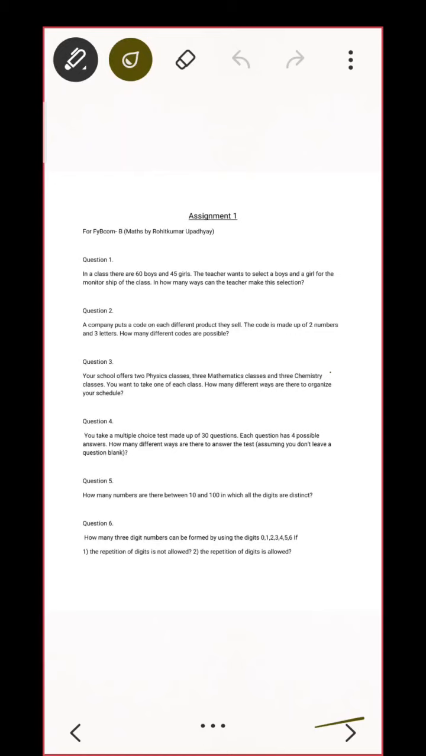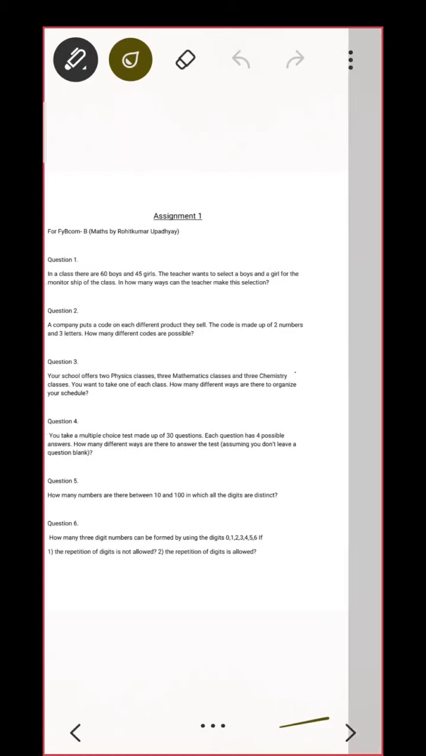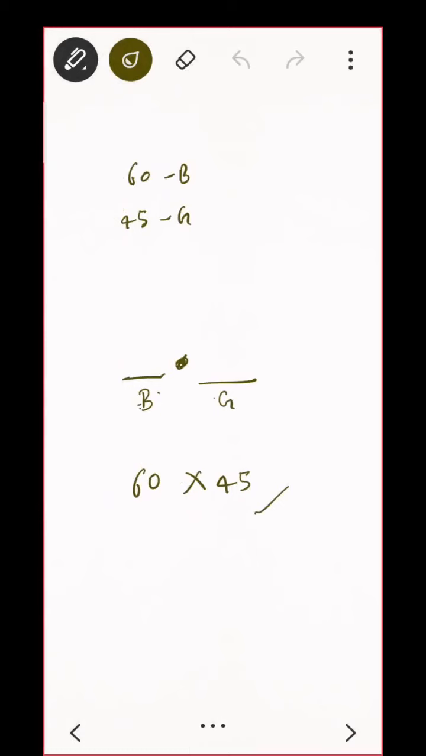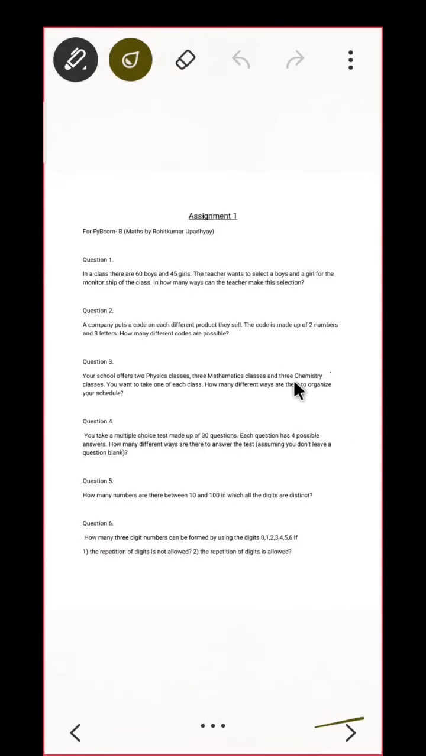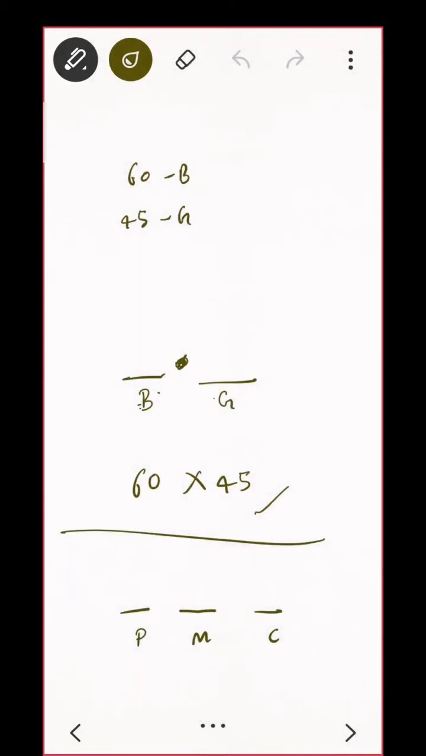So there are 2 physics, 3 mathematics, 3 chemistry. Something I should write it here only. Physics, mathematics and chemistry, okay? How many choices are there? And the student wants to sit in at least one, no? What is that question? You want to take one of each class. Perfect. So there are actually two choices for this. So it will be 2. Should I put multiplication?